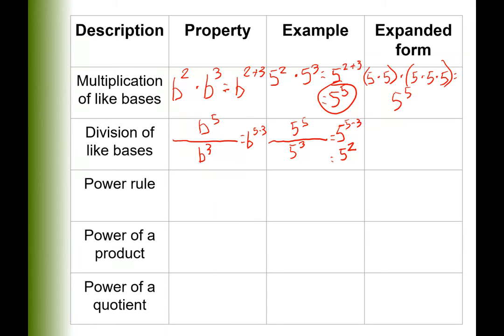Here's what it looks like all stretched out. So 5 to the 5th power means we have 5 5s.